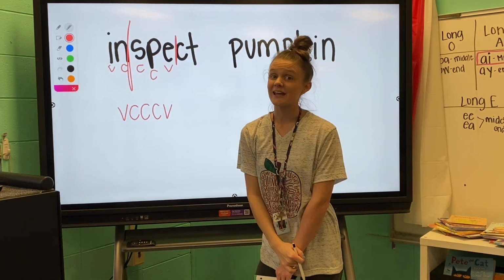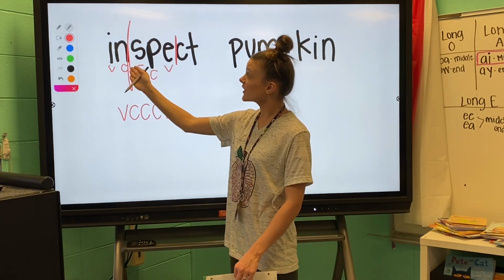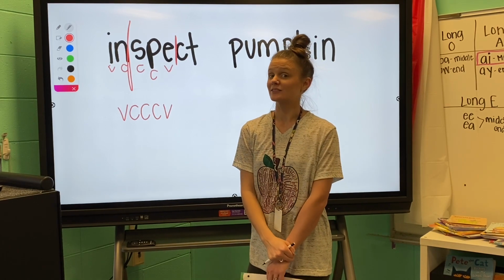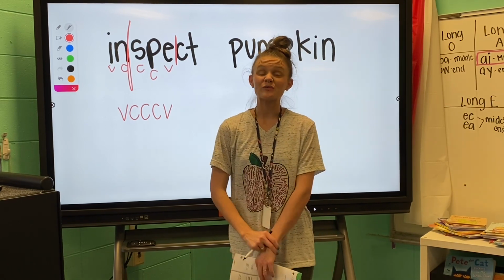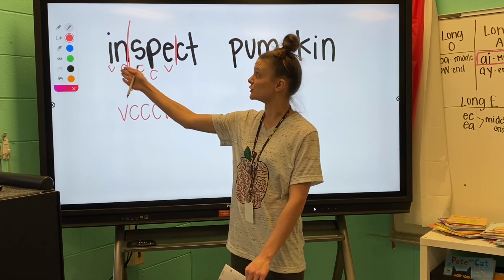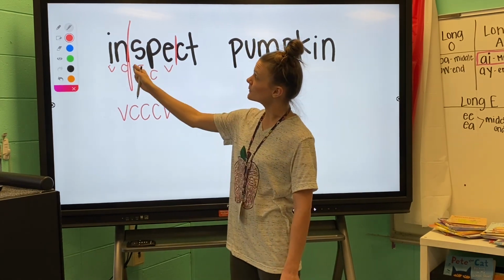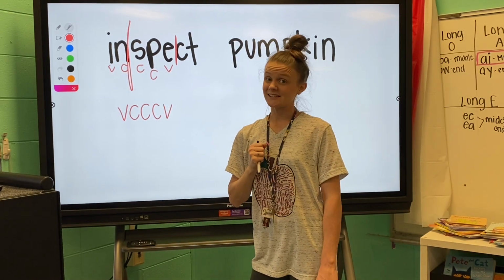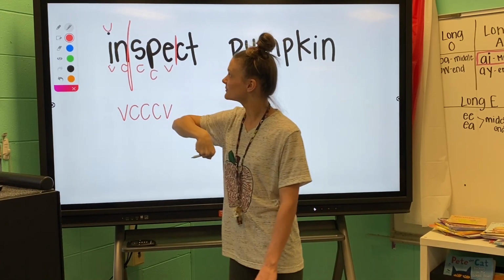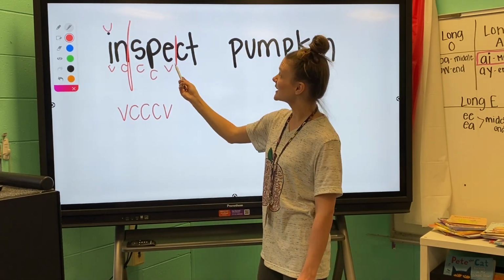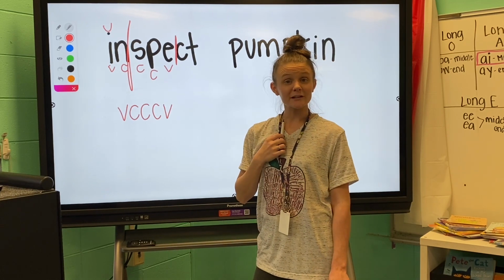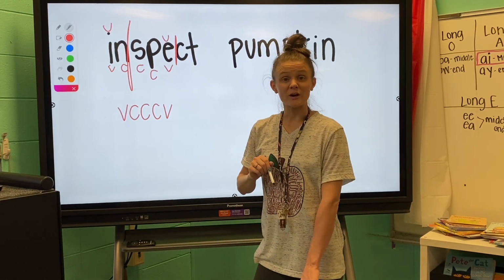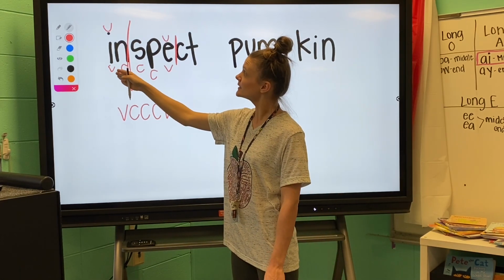But it won't be like that every time. If our blend came first, then we would have to draw our line after the blend because we can't separate those two letters. So now that we've drawn our division line, we can code the vowels in the two syllables. So our first syllable, we have letter I. Does it have a consonant after it? Yes, it does. So it is short. In our second syllable, we have letter E. Does it have a consonant after it? Yes, so it is also short. Let's read this word together. Inspect.